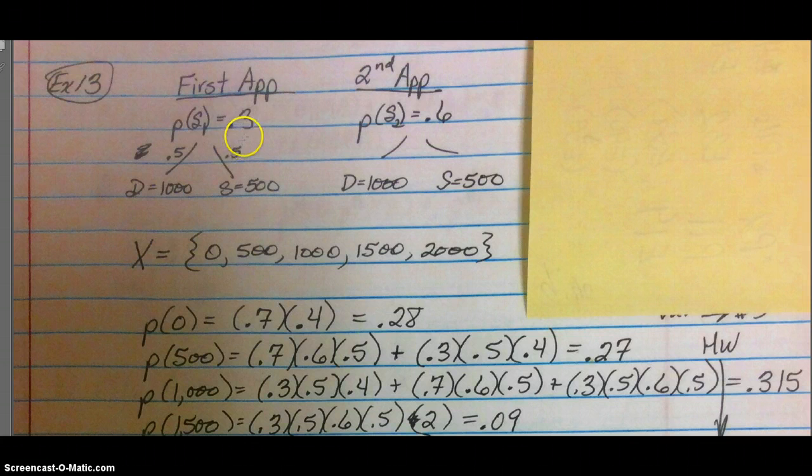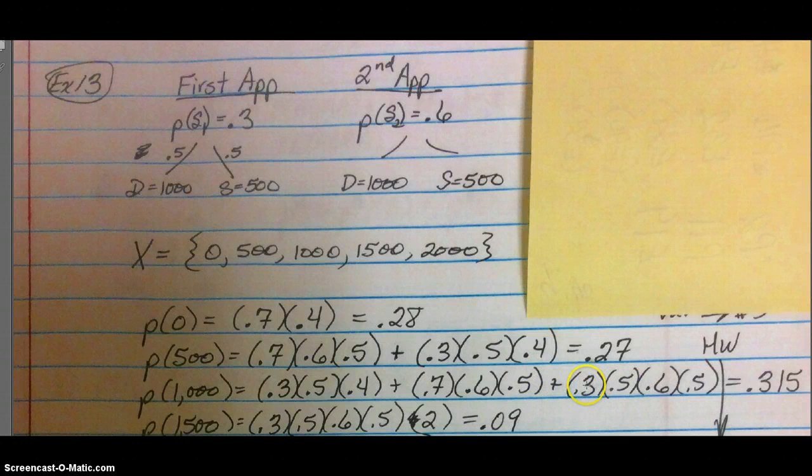500, now we have two ways. They could do no sale and then 500, or 500 and then no sale. So we have both of those accounted for here. 1,000 is the most difficult because we could get 500, 500, or we could get 1,000, 0, or 0, 1,000. So there's actually three different ways we need to account for.